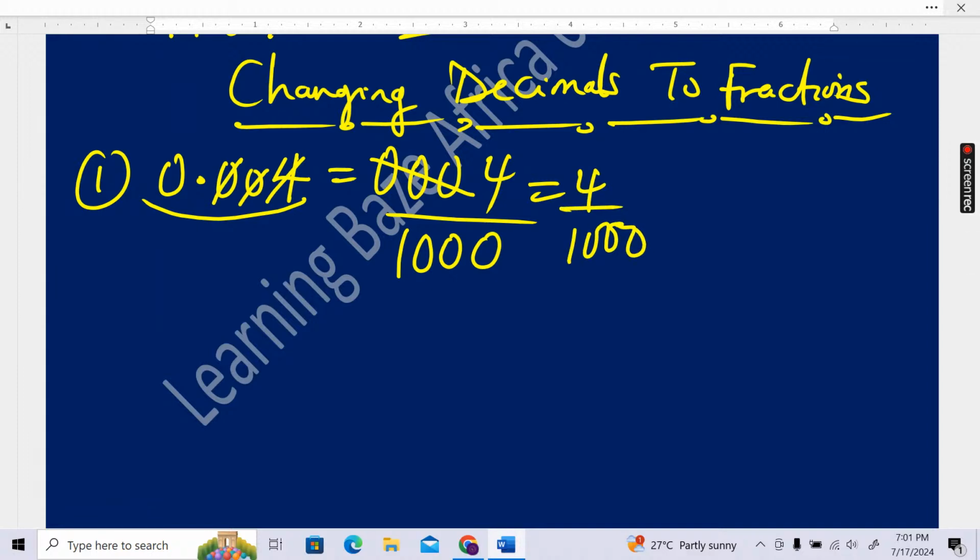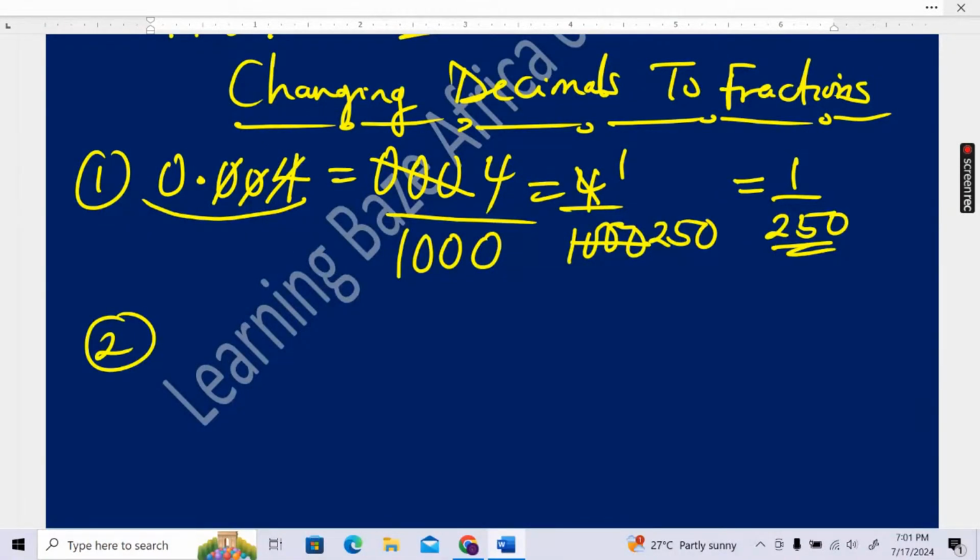Then let's reduce to the lowest term. 4 can divide. 4 divides 4, that's 1. 4 divides 1,000, that is 250. So the final answer is 1 over 250. 1 over 250, that's the lowest term.